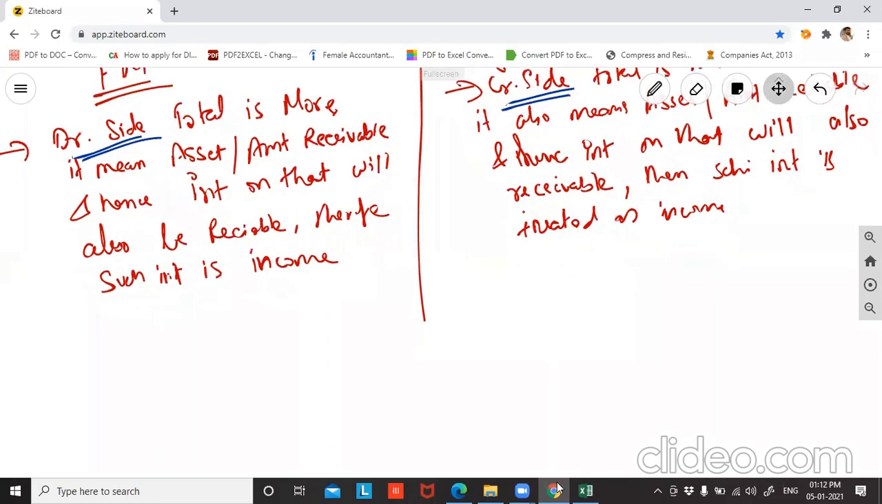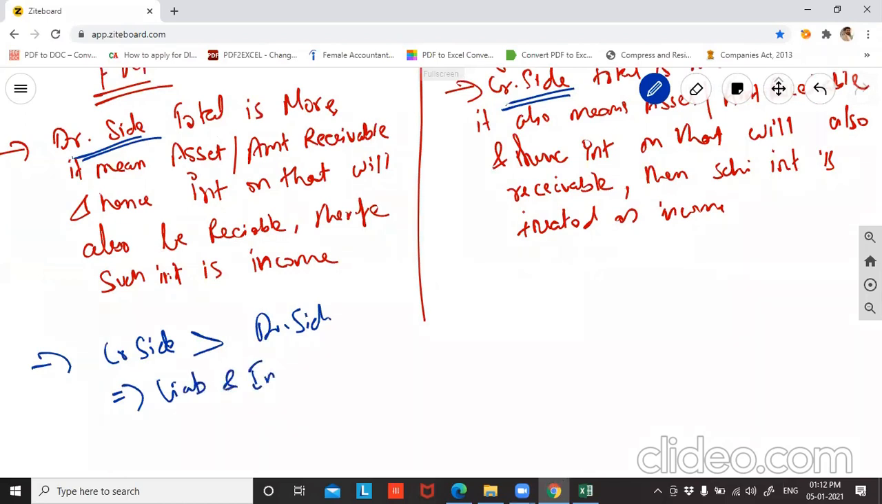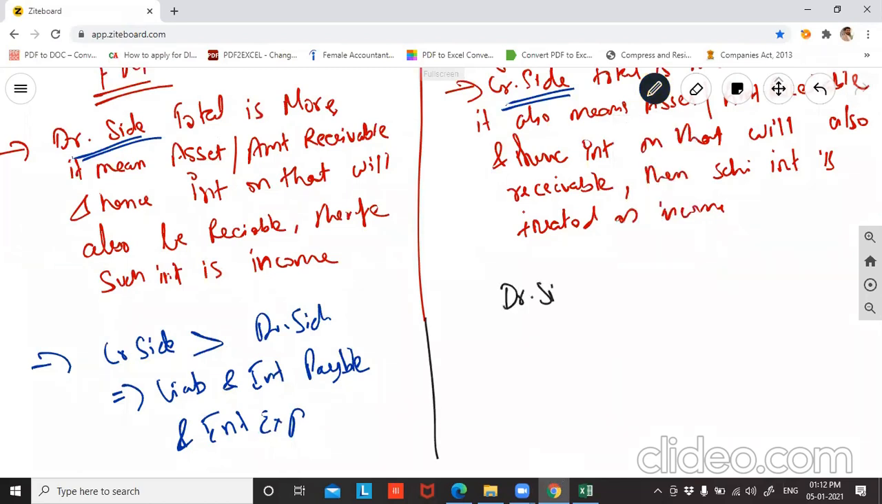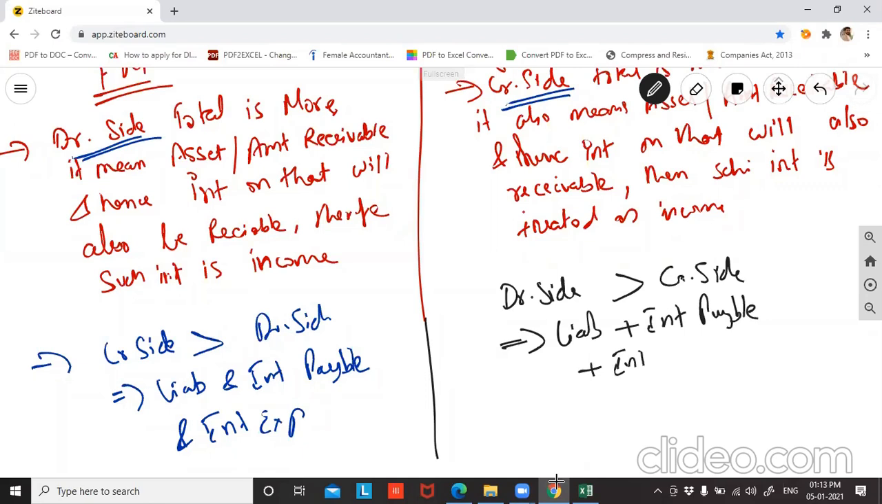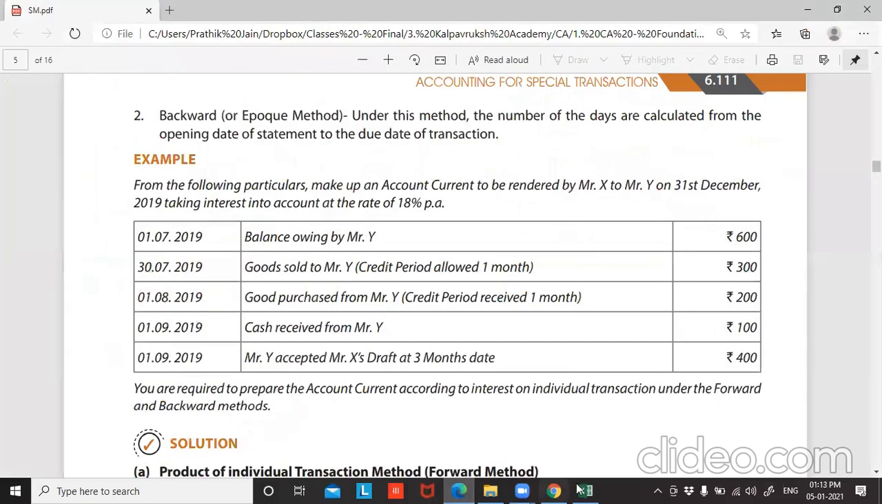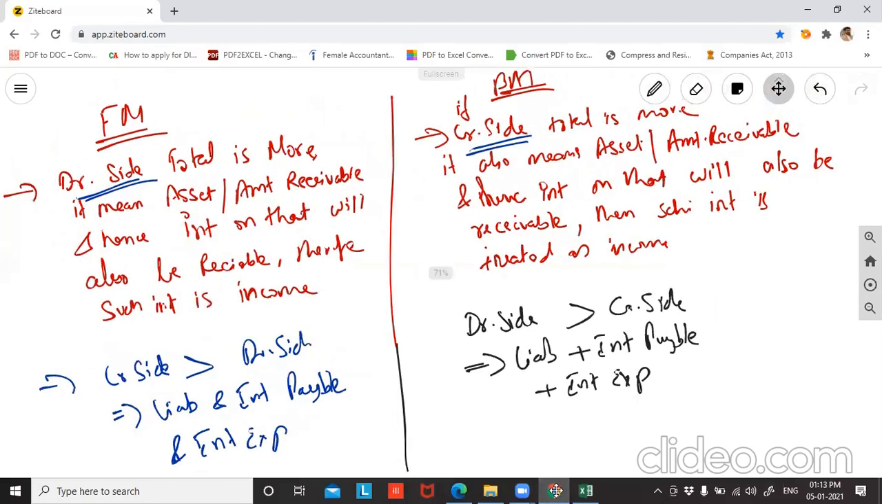In forward method, if credit side is more than debit side, it is liability, and interest payable and interest expense. And in backward method, if debit side is more than credit side, then it is also treated as liability, plus interest payable will come into picture, plus interest expense will come into picture. Are we clear with this or not? Please tell me. Please note this down, guys.